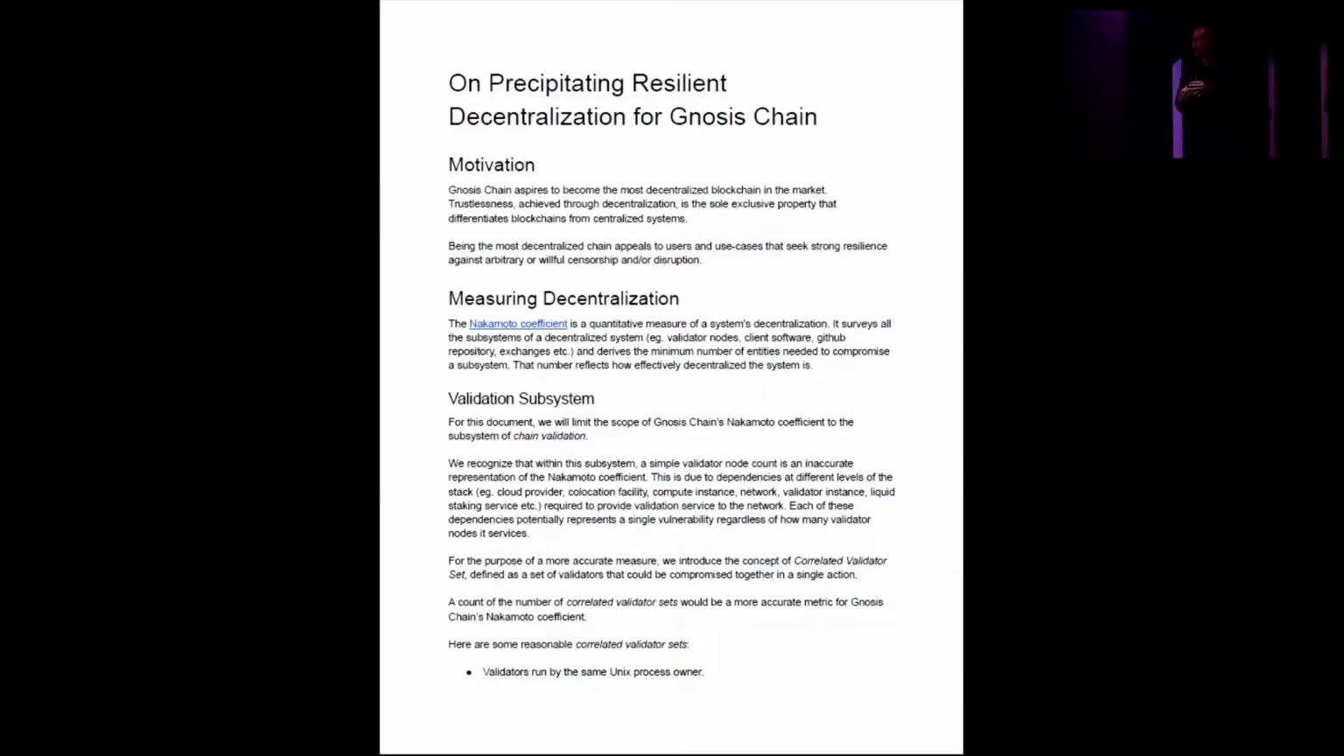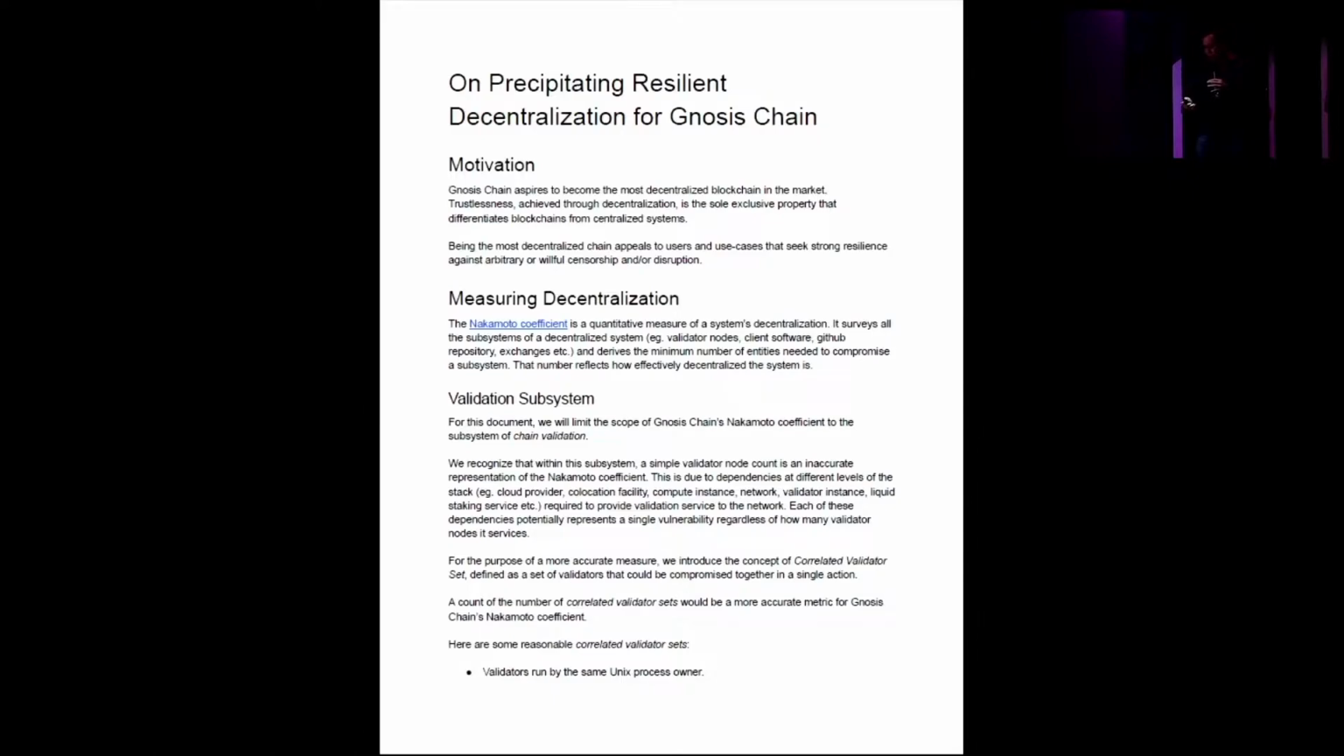So for the purpose of measuring real decentralization, we introduced the concept of correlated validators, which is like the way Ethereum 2.0 slashing works, where they slash correlated validators more than uncorrelated validation failures, right? So we came up with this concept of correlated validator sets. Essentially, it's just validators that are correlated according to some dimension.